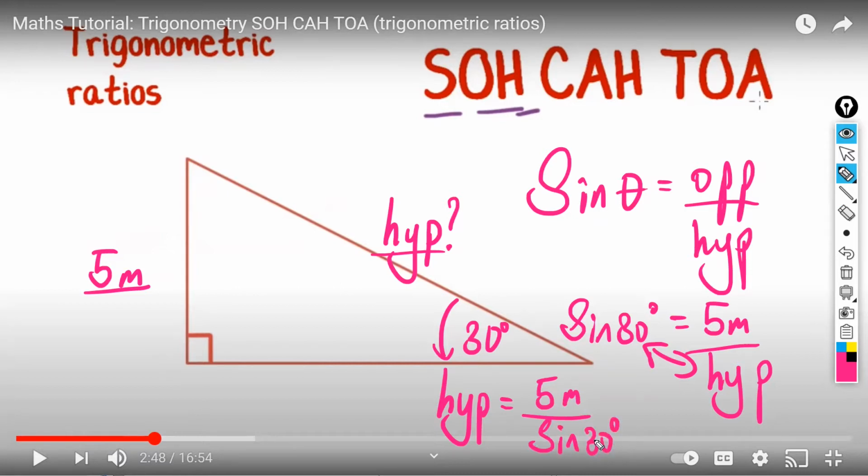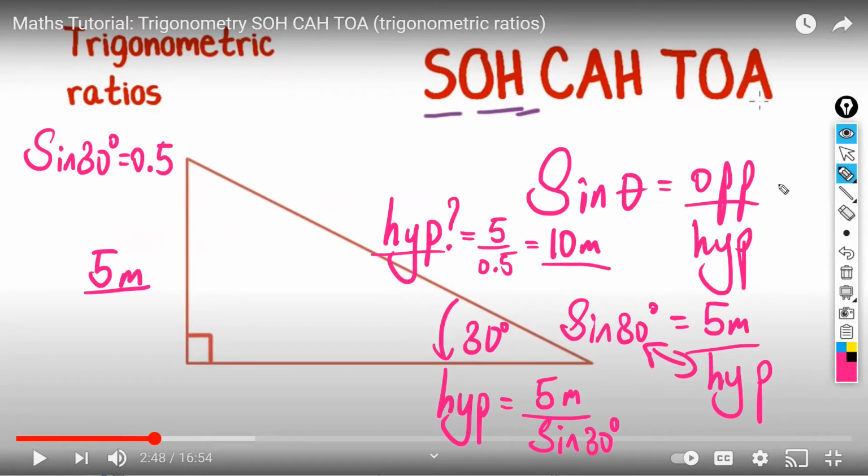Cool. So guys, of course, how do you find sine 30? You have to put it in your calculator. So I'm using my calculator right now to find sine 30. Sine 30 is actually equal to 0.5. Sine 30 degrees is equal to 0.5 when you put it in your calculator. So the hypotenuse over here is equal to 5 divided by 0.5, which would make this 10, right? Yeah, it would make the hypotenuse 10 meters.